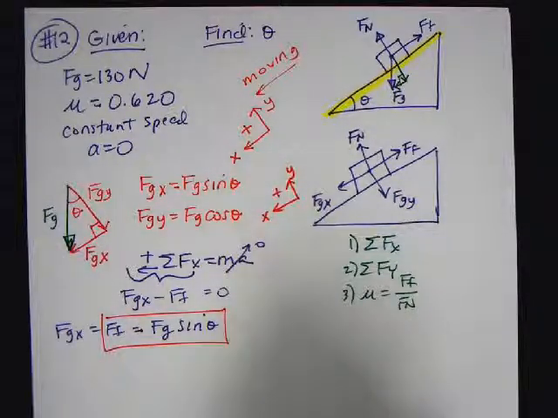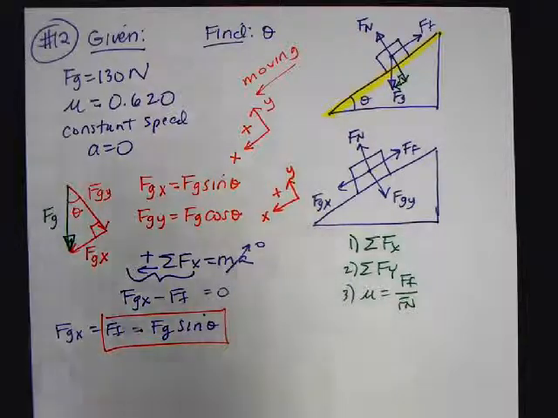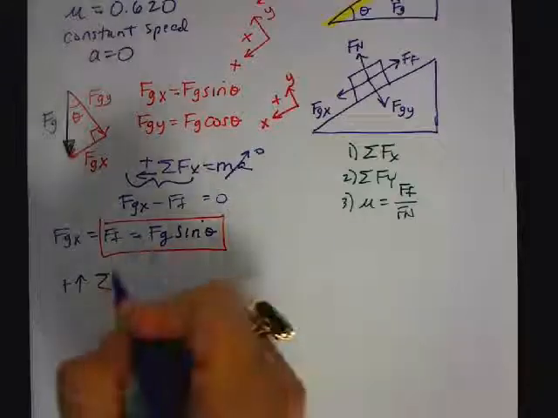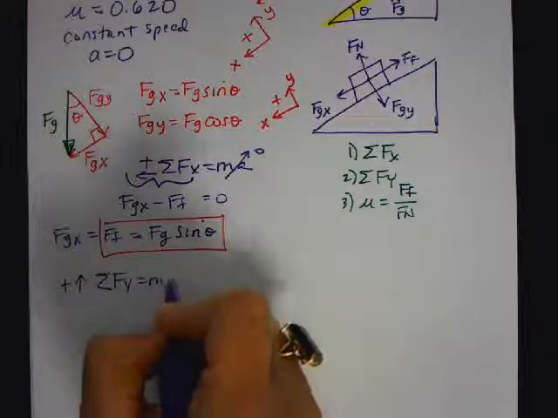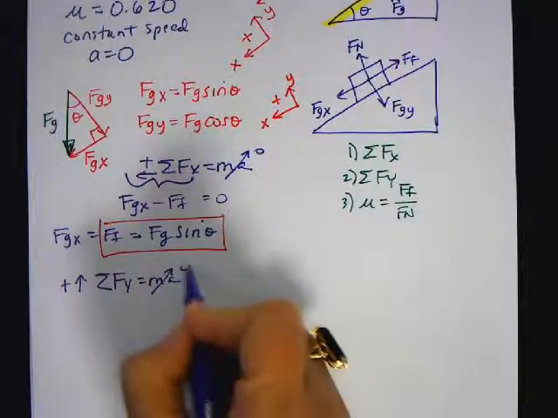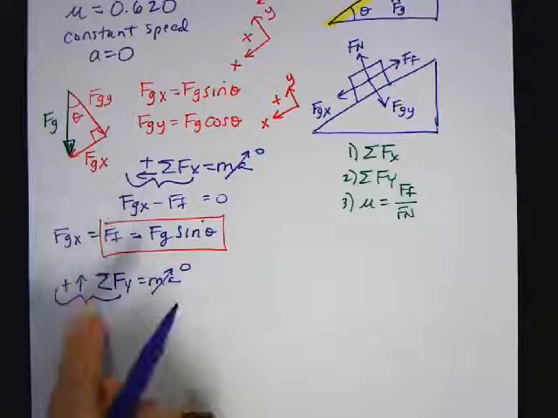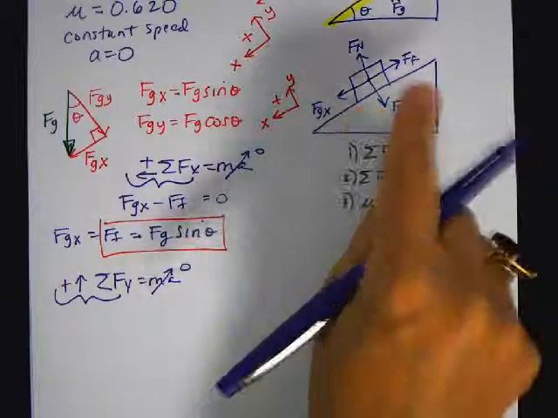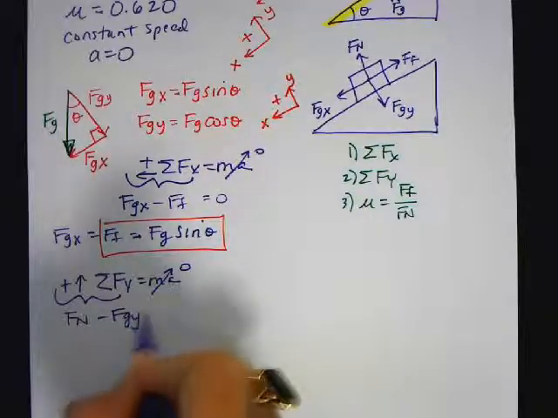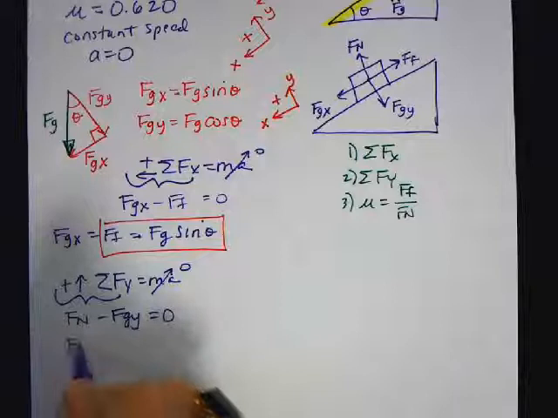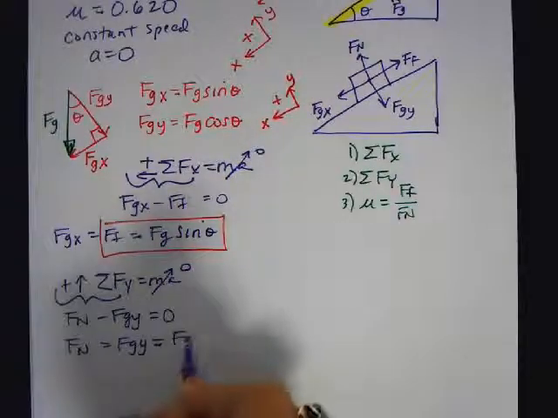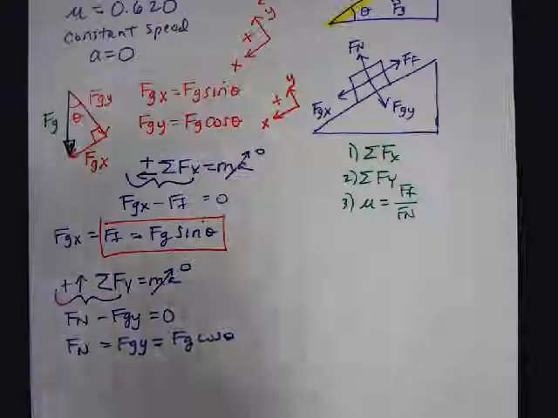Now I sum forces vertically, and I say the summation of F of y is equal to ma. Is this block accelerating up? No, it's not moving that way, so that's 0. I now replace this by looking at my free body diagram. So Fn, up, is positive, minus Fgy, and that's equal to 0. So F of n is equal to Fgy, which is equal to Fg cosine theta.